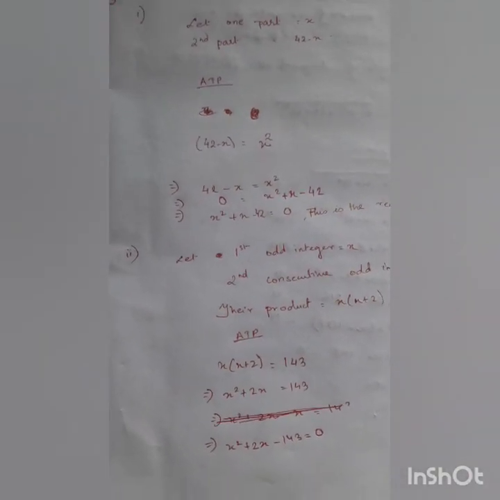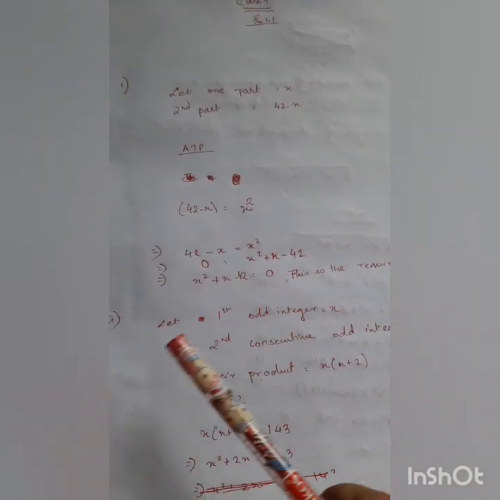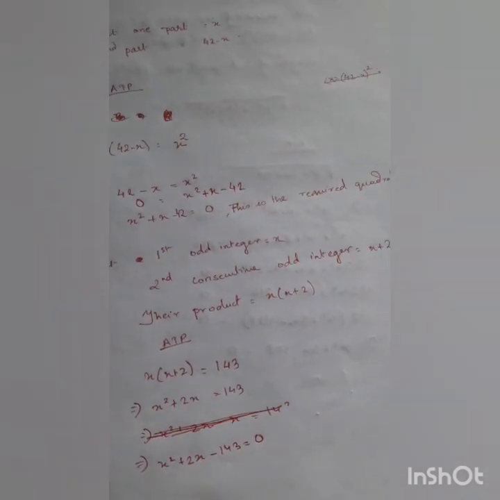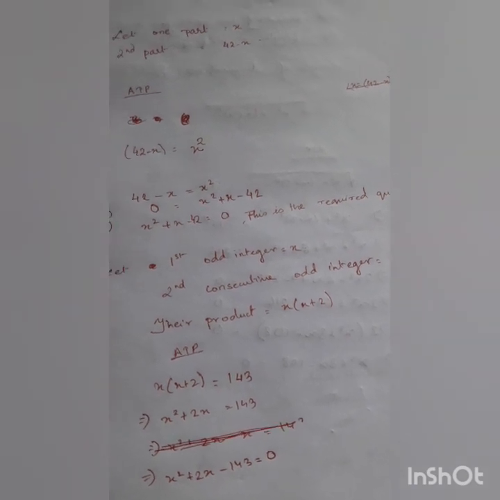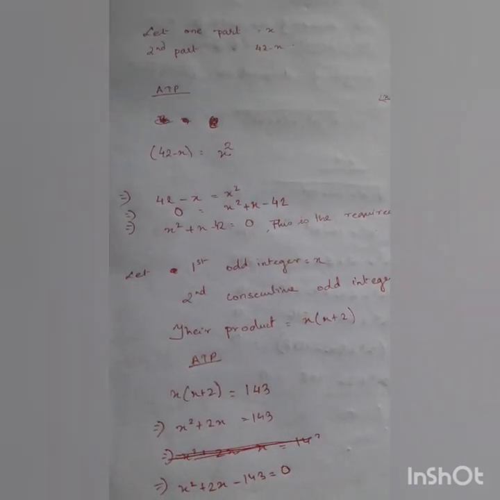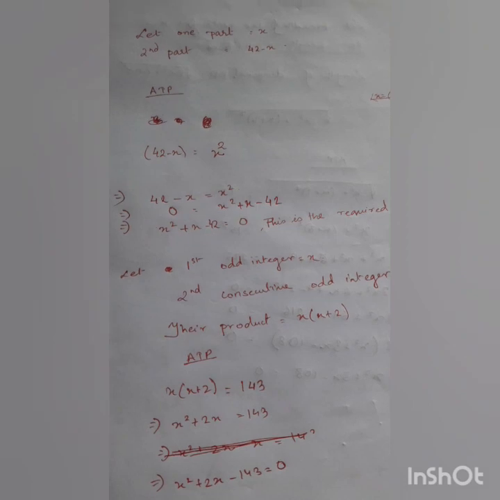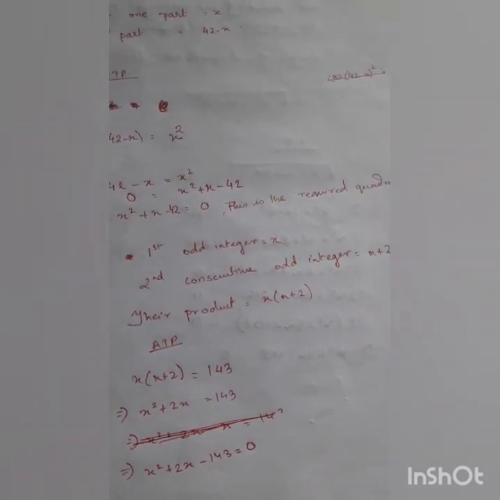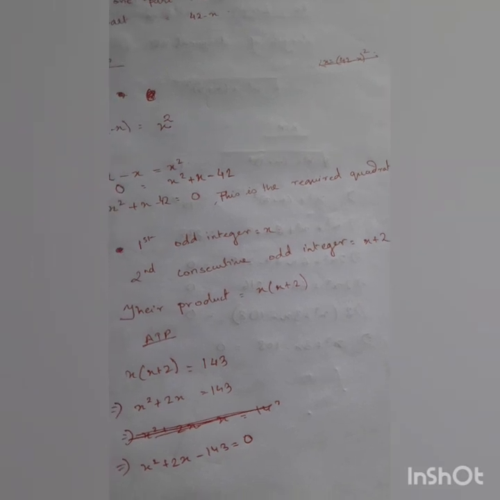Next, let's move on to the next sum, 5 part 2. So this is our required quadratic equation. 5 part 2 states that there are two consecutive odd integers. Their product is equal to 143. So let the first odd integer equal x. You know the gap between odd integers is 2. So the second consecutive odd integer will be x plus 2.